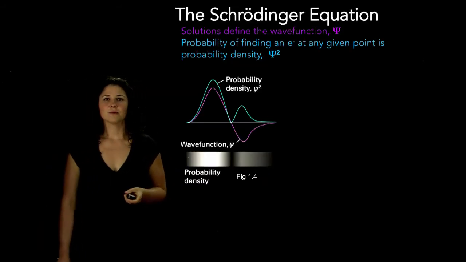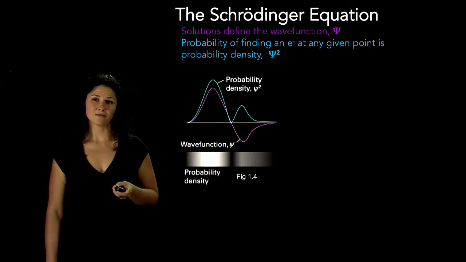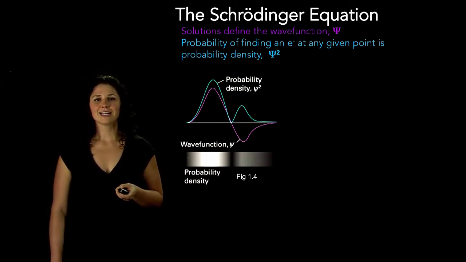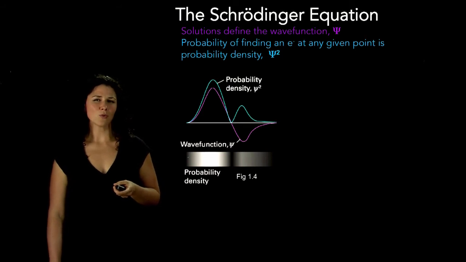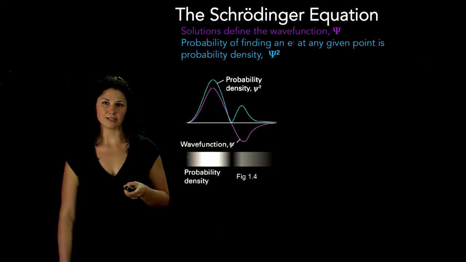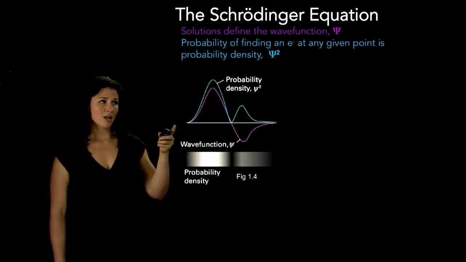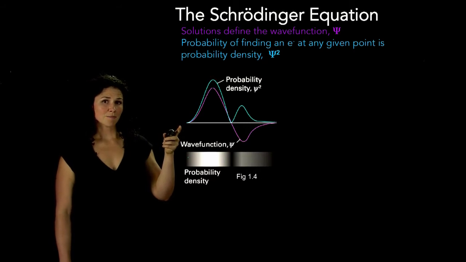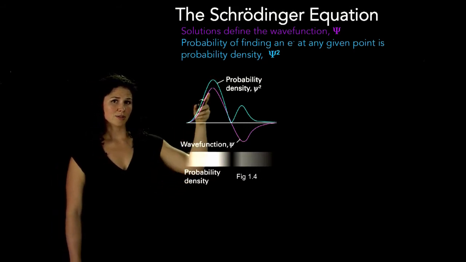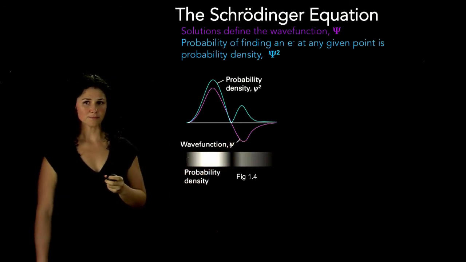Okay, so let's talk a little bit more about the Schrodinger equation. So the solutions to the Schrodinger equation define the wave function, or in other words, they define where the electron can be in space. And it's actually not the wave function that you think of when you look at orbitals, but it's the probability density, or the square of the wave function. So in this diagram here, you see that there is a purple line. This purple line here corresponds to an actual wave function.